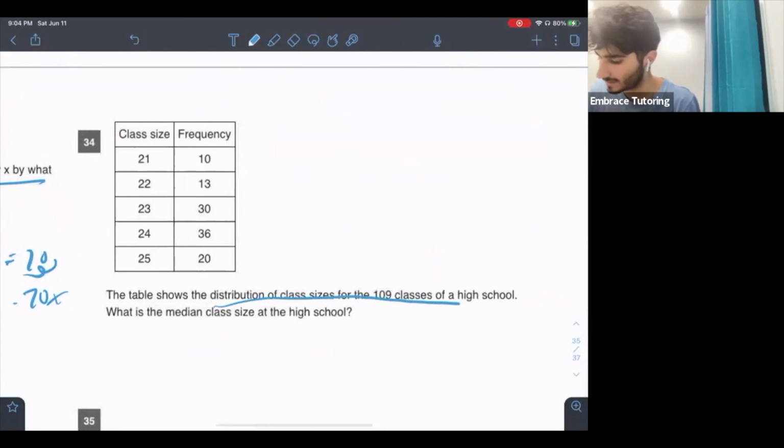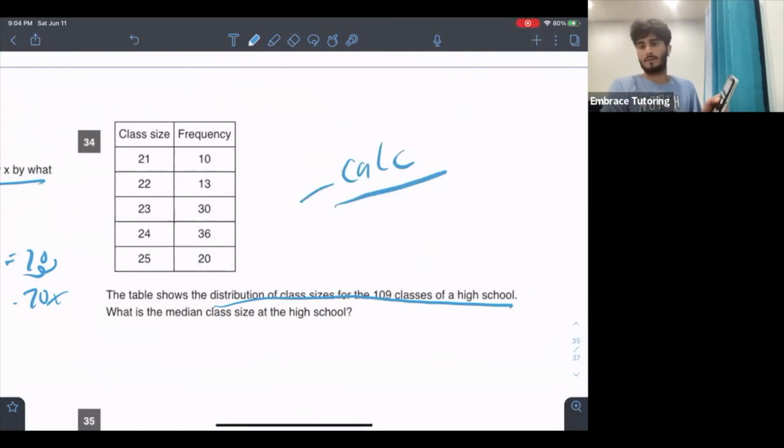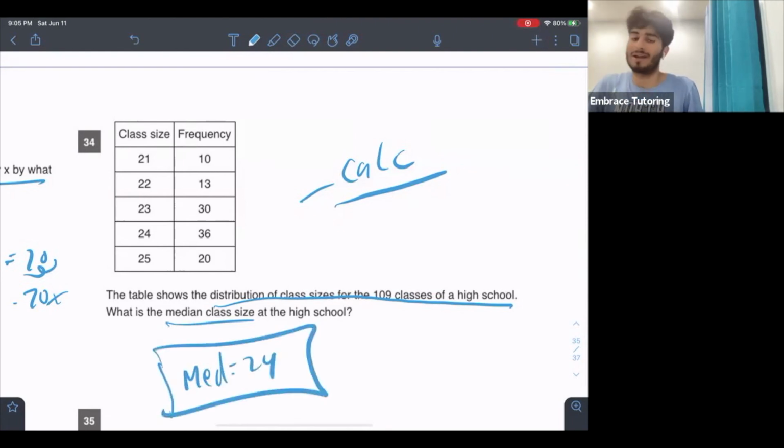34. The table shows the distribution of class sizes for 109 classes at a high school. What is the median size at the high school? This is another calculator problem. You can just plug it in your calculator. So you go to the stat function, edit. And then you have class sizes 20, 21, 22, 23, 24, 25. Then you have frequencies 10, 13, 30, 36, and 20. You go to stat, calc, one variable, have list as L1, frequency list as L2, and it's asking for the median. It shows median as 24, and that is your answer for 34.